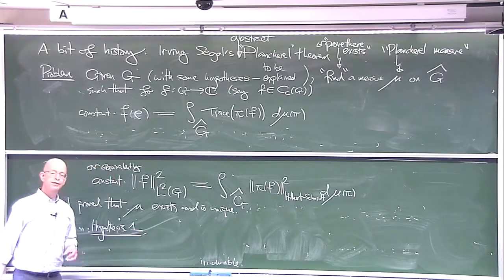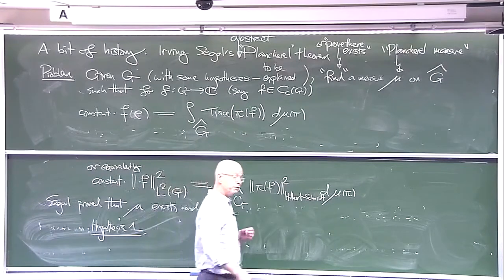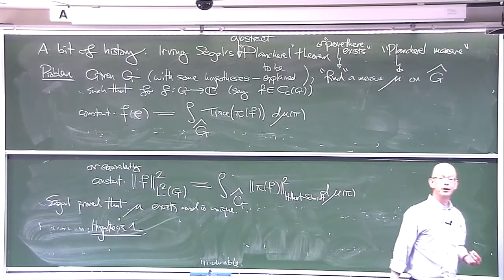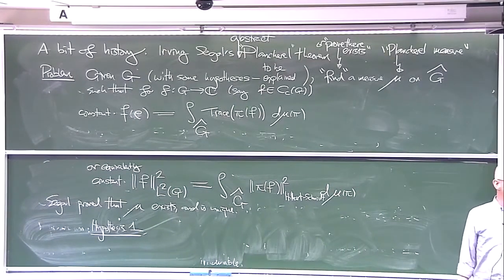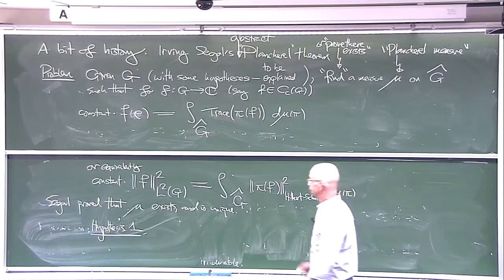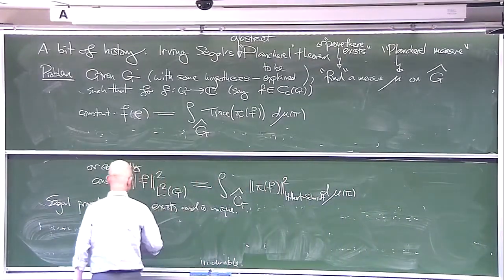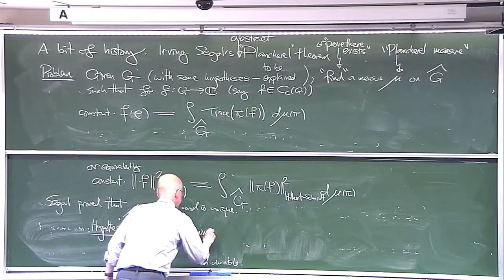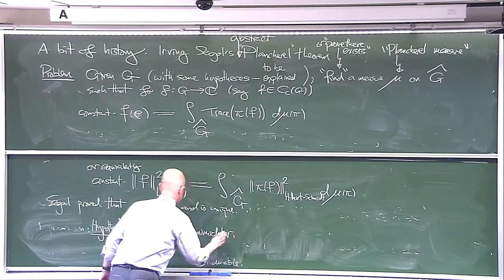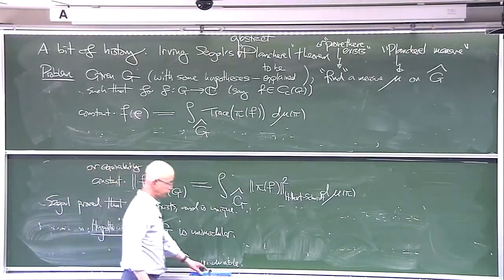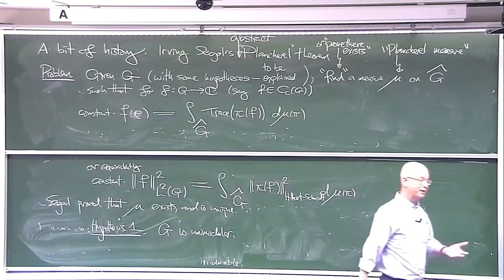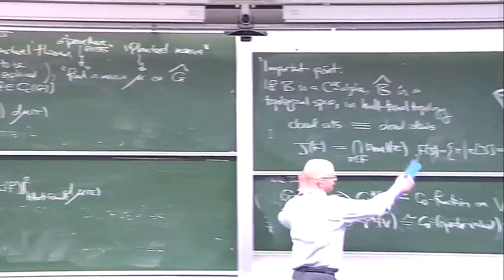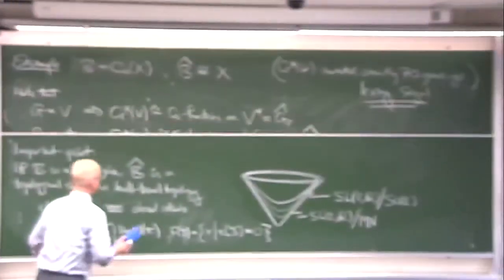The first hypothesis is a very good exercise to see that this hypothesis is necessary. It's a good exercise to see that there's no hope for this formula unless G is unimodular. But that's okay, because for the groups we're interested in, G is unimodular.